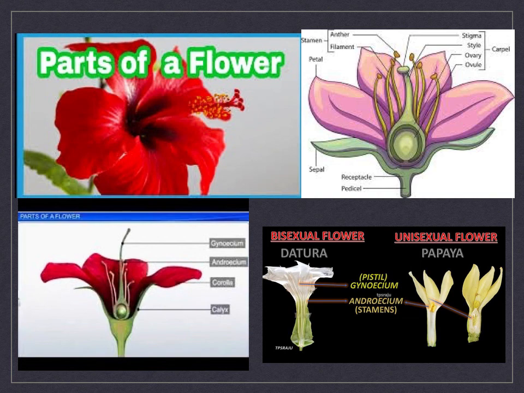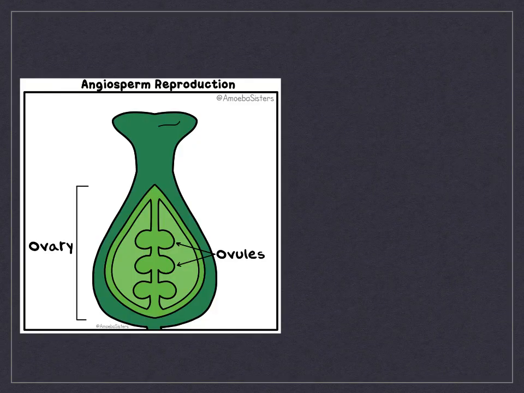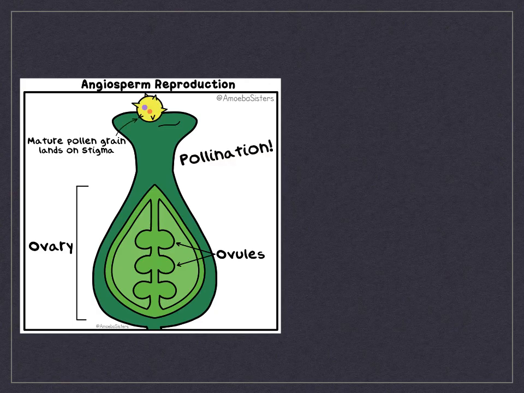Ovary contains one or many ovules. Embryo sac is formed in each ovule by meiosis. Each embryo sac consists of a haploid egg cell and two haploid polar nuclei. Pollen grains from the anther are transferred to the stigma. This is called pollination.